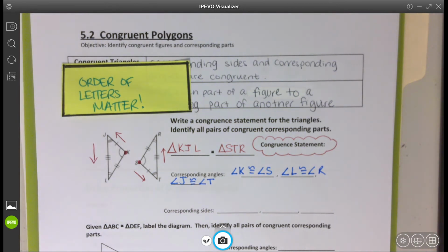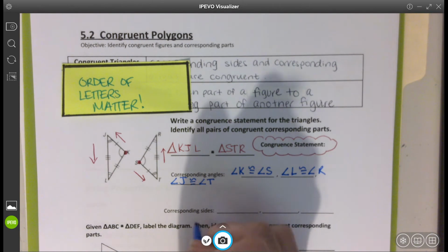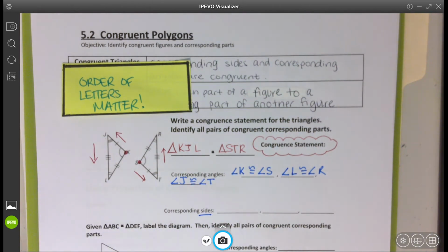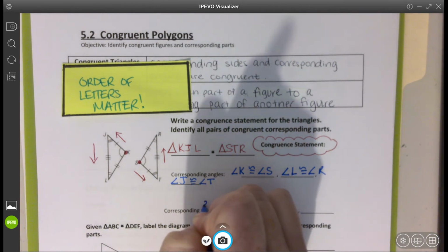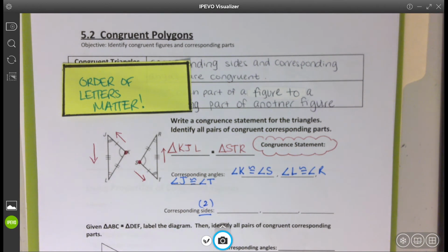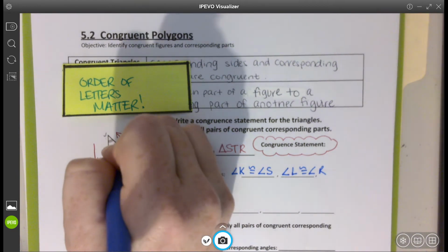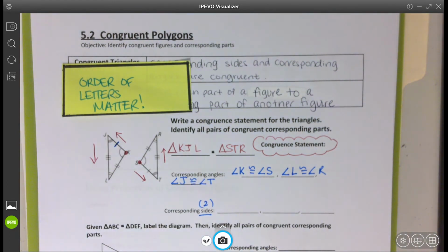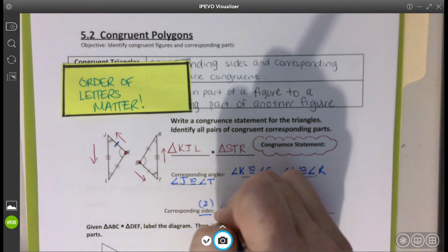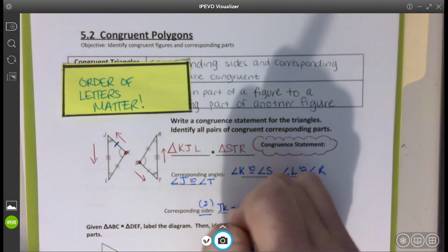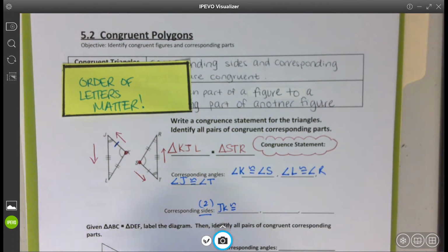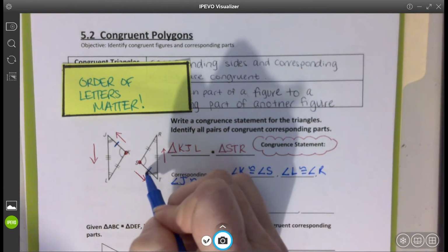Now moving into corresponding sides. When we are naming sides, you need to make sure you have 2 letters when you name a side. So now we're going to start. I'm going to go in order of tick marks. So the very first tick mark I see on my first diagram is JK. And that's going to be congruent to, and now I'm going to look for the first tick mark here.